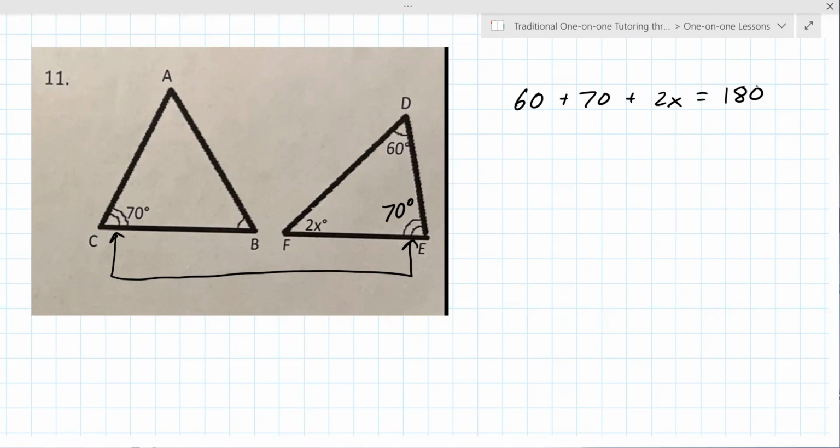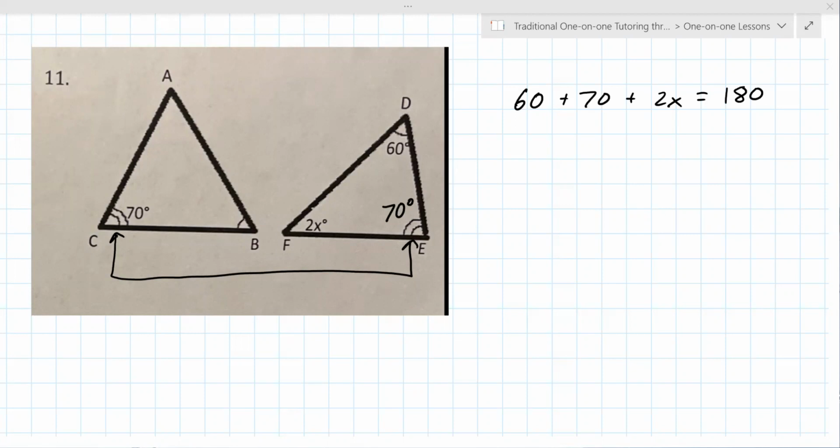Let me know if you have any questions about solving this. I'm writing that down. I'm trying to write that down. Okay, I got that down.